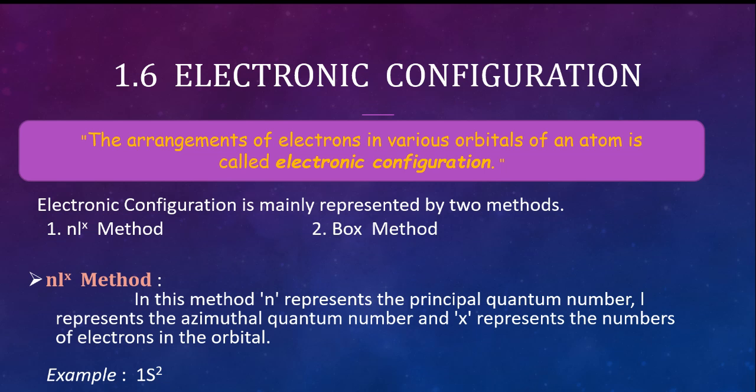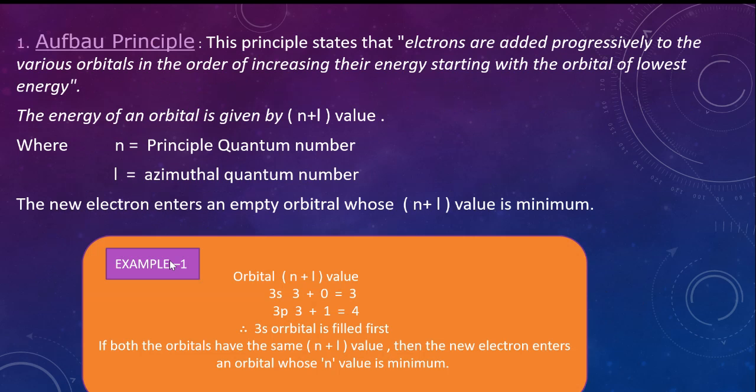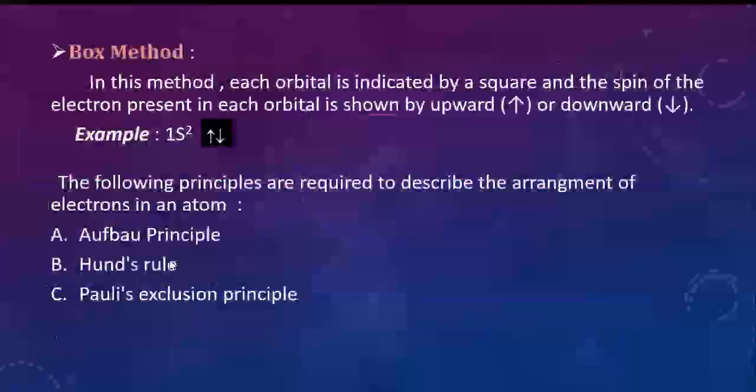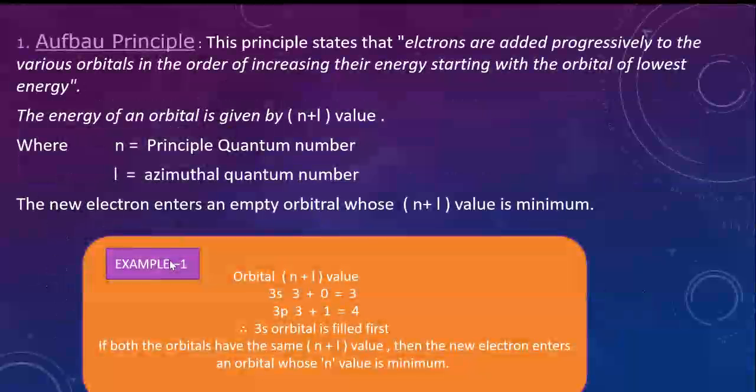We can write either in the NLX method or in the box method. In the NLX method, N is the principal quantum number, L is the azimuthal quantum number, and X is the number of electrons. In the box method, we draw a box and indicate the electrons by arrows. Let us write the configuration using the NLX method, and while writing the configuration, we should follow the principles.